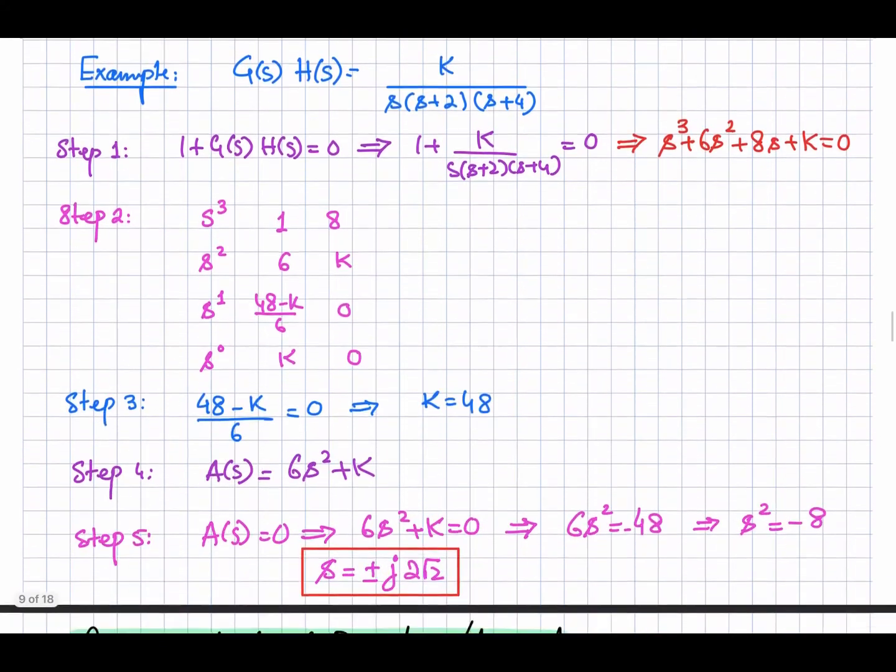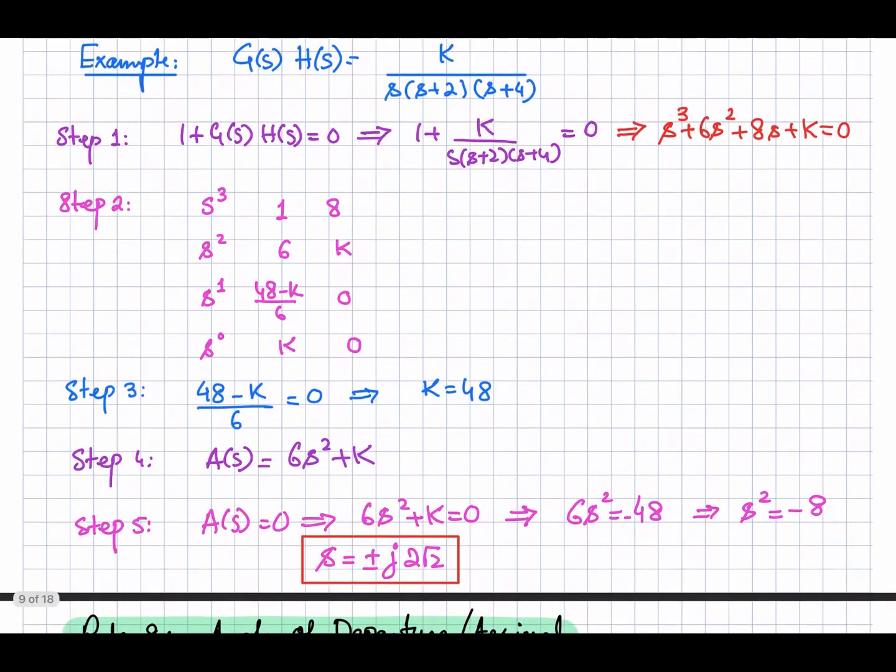Let's consider this example: g of s, h of s is equal to k divided by s into s plus 2 into s plus 4, with 3 poles, one at 0, one at minus 2 and one at minus 4. So the characteristic equation is this one. Taking this value of the open loop gain and solving it, we get this equation. This is our characteristic equation.